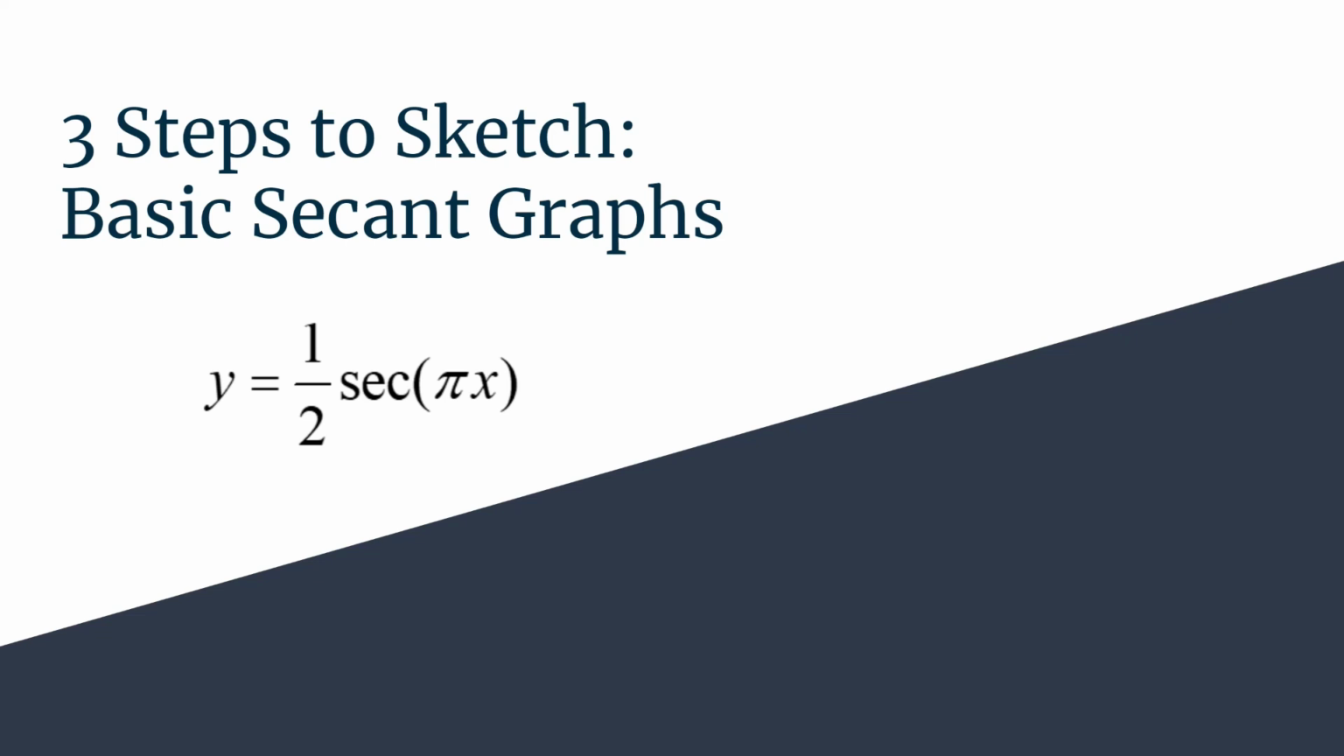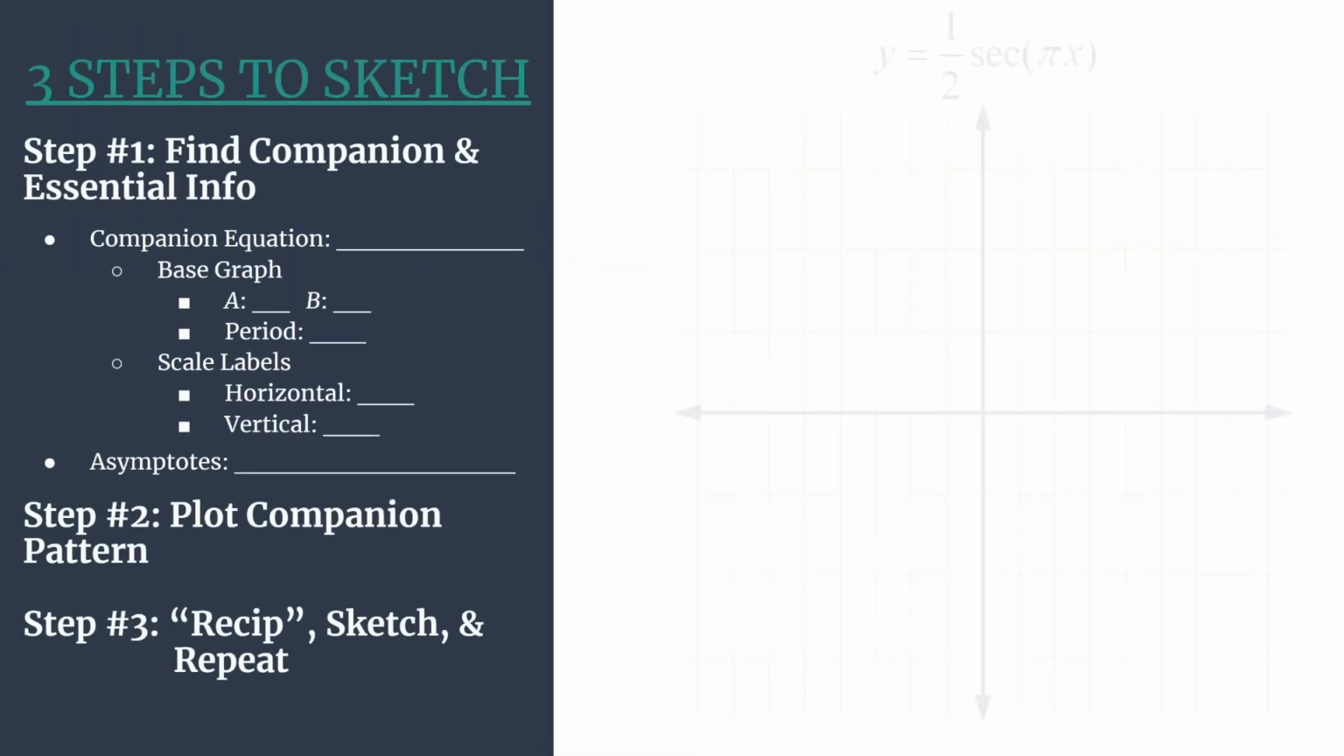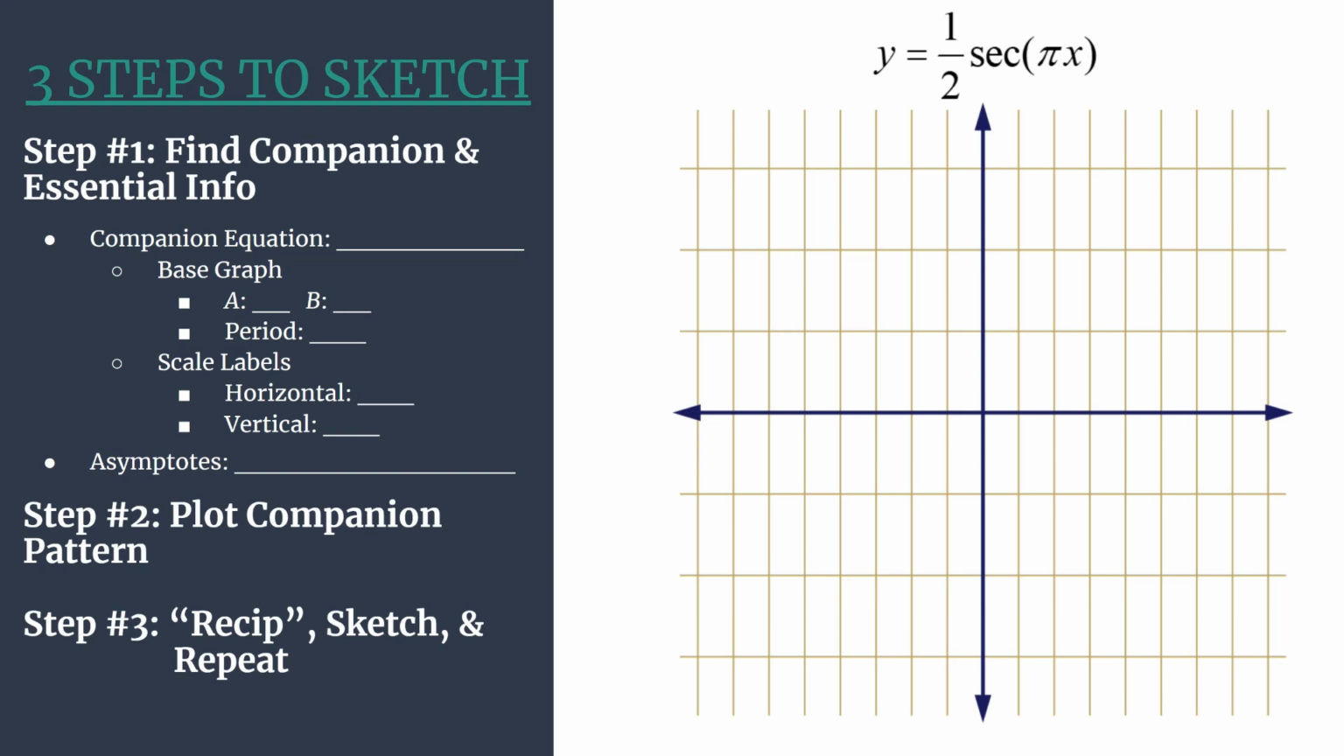In this 3 steps to sketch, we're going to graph an unshifted or basic secant graph. y equals 1/2 secant of pi x. So here's our template for a basic secant graph and our equation and grid. So we've already said this is a basic secant graph. Notice it follows the general form y equals a secant of bx.